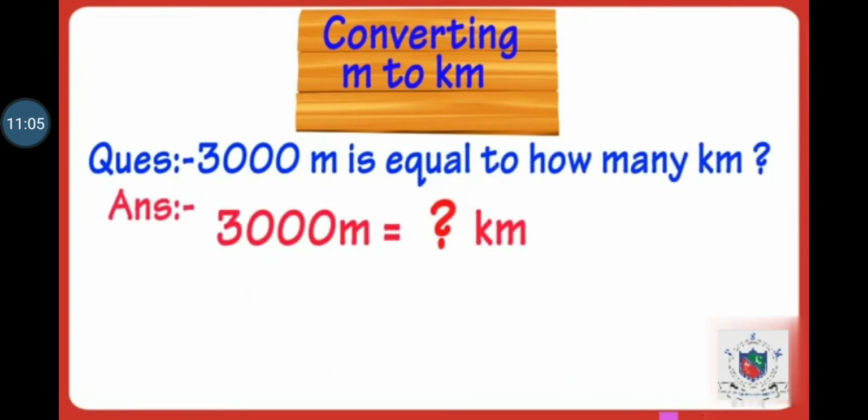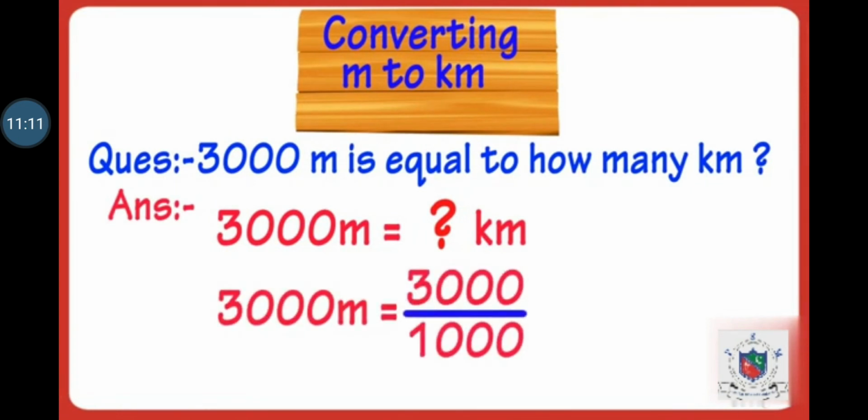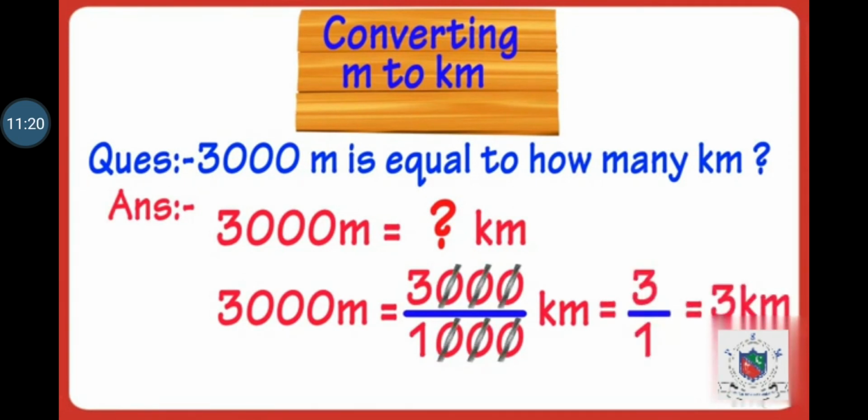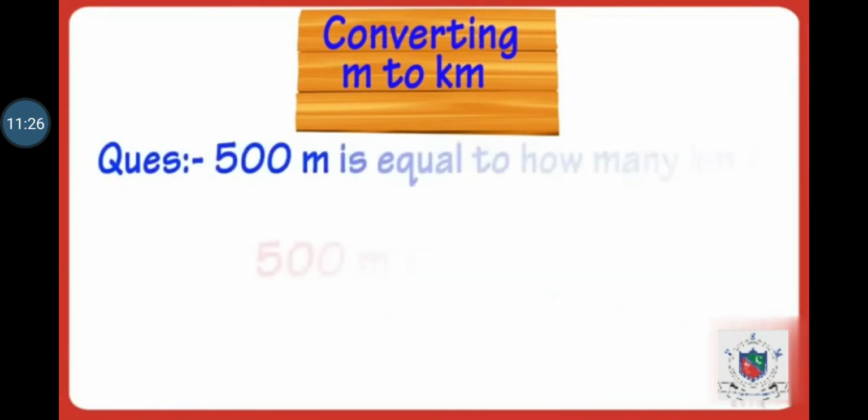3000 meters will be equals to how many kilometers? Yes, my dear students, you are right. Here we need to divide it by 1000. So when we divide 3000 by 1000, we get 3 kilometer. So 3000 meter is equals to 3 kilometer.